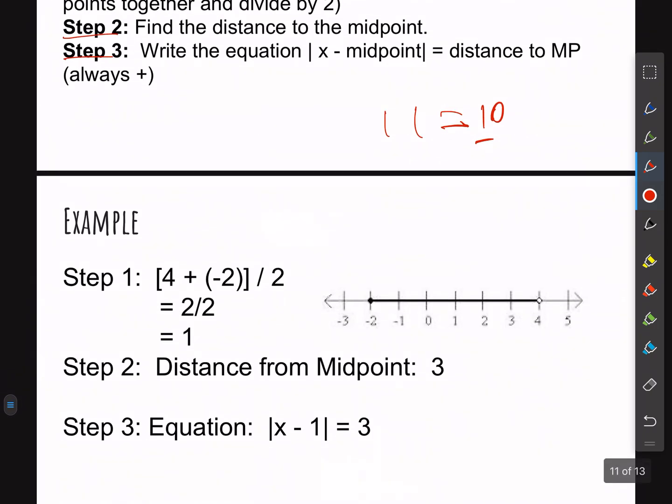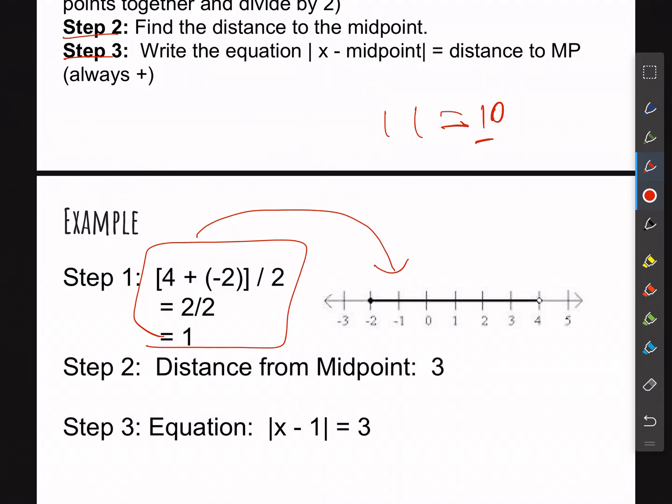All right, so let's try one of these. So here's an example. It says 4 plus negative 2 in parentheses is divided by 2. The reason that we're doing this math is we are looking at this picture. We're trying to find the midpoint between 4 and negative 2. How we do that is we add them together. So 4 plus negative 2, which is 2, that equals 2. And then we're going to divide that by 2. That will always give me the midpoint. So the midpoint is 1.